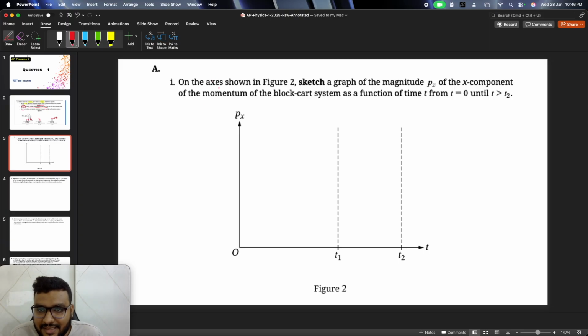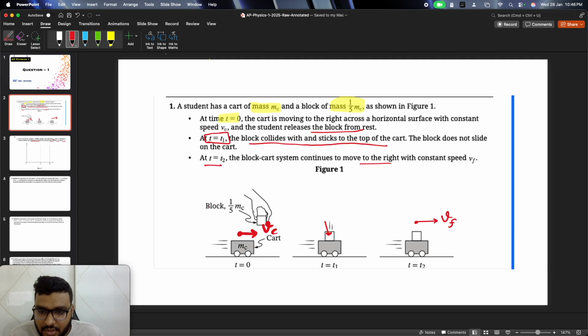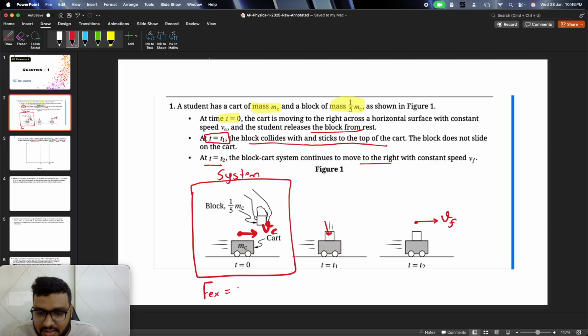What does it say? On the axes shown in figure 2, sketch a graph of the magnitude px of the x component of the momentum of the block-cart system as a function of time from t equals 0 until t greater than t2. Initially, for this particular system there is no external force, so I can say that the net external force is 0. Whenever the net external force is 0, the momentum is going to be conserved. So the initial momentum is the same as the final momentum.